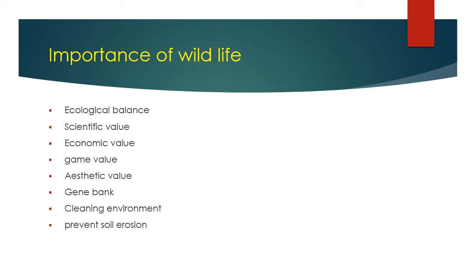Then it has a great economic value. For example, elephant tusks, the glands of musk deer, and wax from honeybees. These have great economic value. These products are obtained from wild animals, and all of them have very high international demand. For example, a country like Kenya earns foreign exchange through tourism. So these also have great economic value.